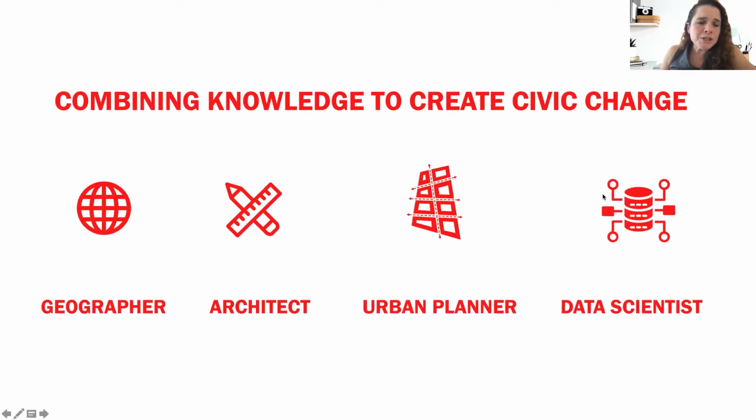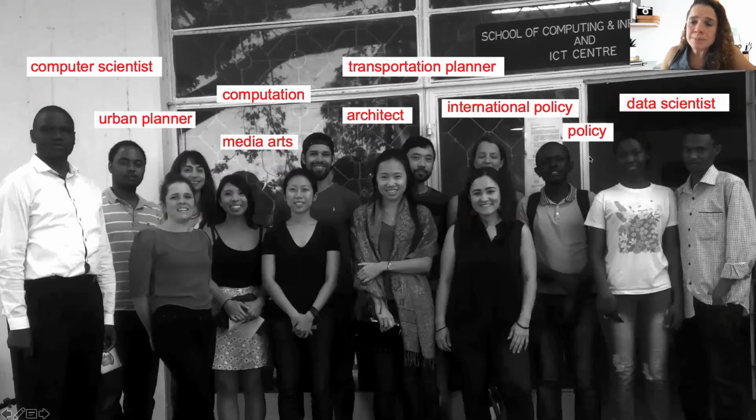I just want to start by framing my background because I think it speaks a lot to the type of work that I do and the ways that I believe work should be done. I'm trained as a geographer, an architect, an urban planner, a data scientist, and also a computer scientist. And the work that I do in the lab really sets out to combine those skills to create civic action.